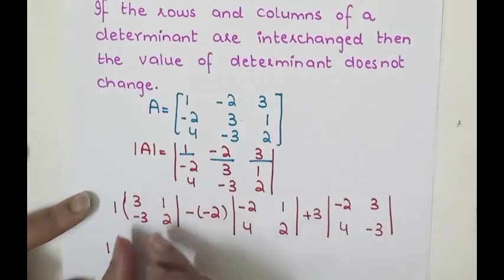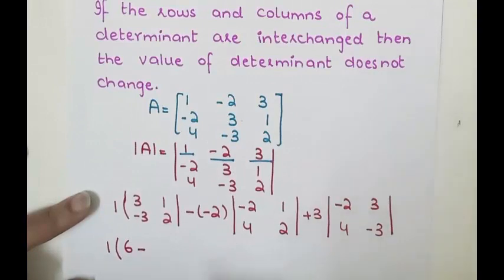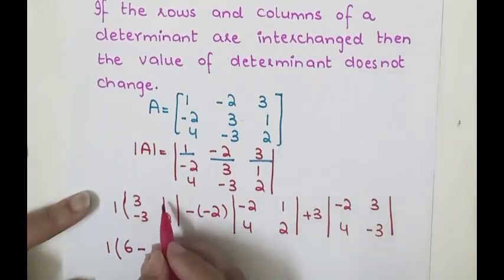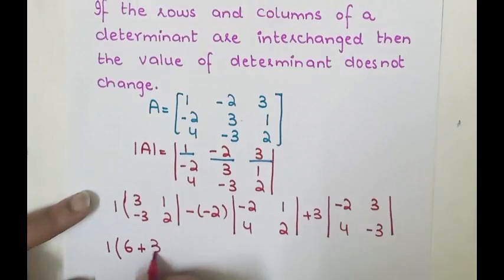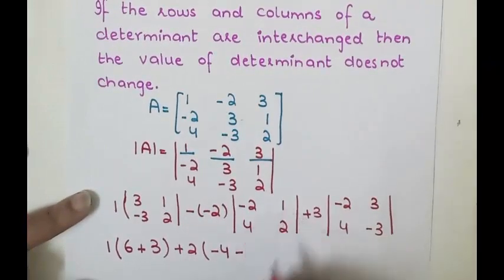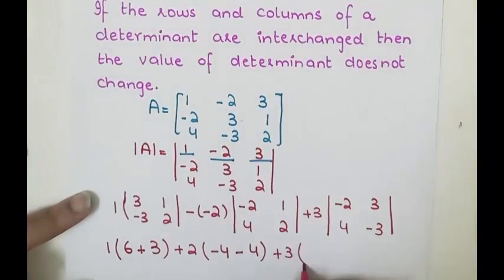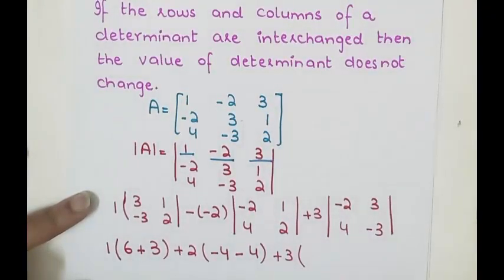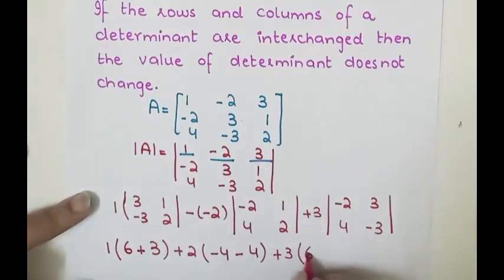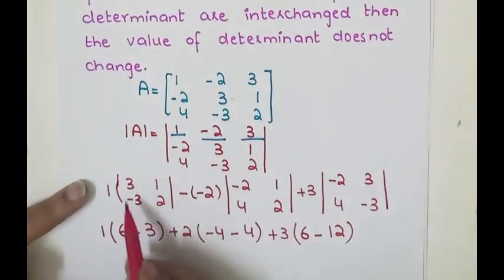Solving, taking the determinant of 2 cross 2 order. 3 times 2 is 6, minus 3 times 1 is minus 3. So minus minus is plus 3. Minus minus plus 2. This we have is minus 4, minus 4 times 1 is 4, plus 3. Now 3 times 2 is 6 and minus minus is plus. Minus 4 times 3 is 12. For a 2 cross 2 matrix, we simply cross multiply the terms.